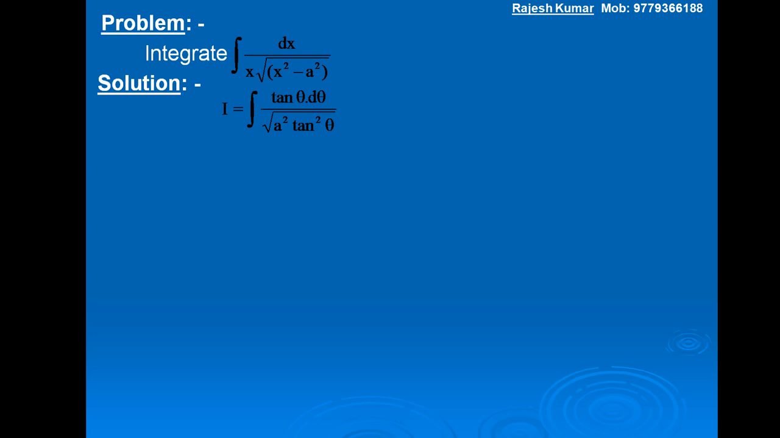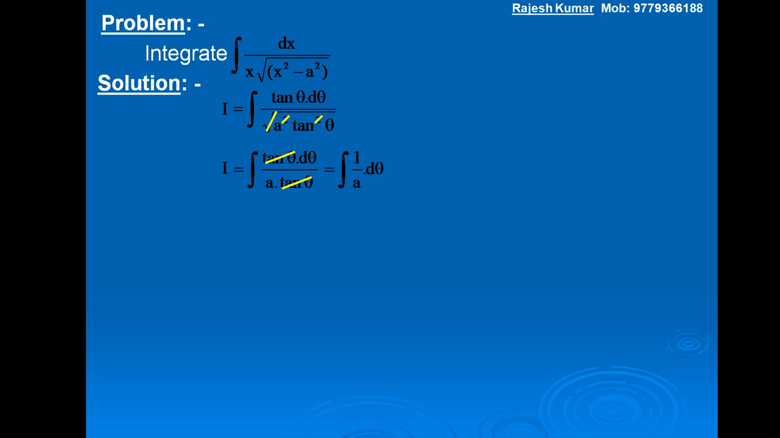Now in the denominator, square root cancel with square. So we get capital I is equal to integration of tan theta upon a tan theta into d theta. Mean integration with respect to theta. Now within integration again, tan theta cancel with tan theta. So we get it is equal to integration of 1 upon a into d theta.